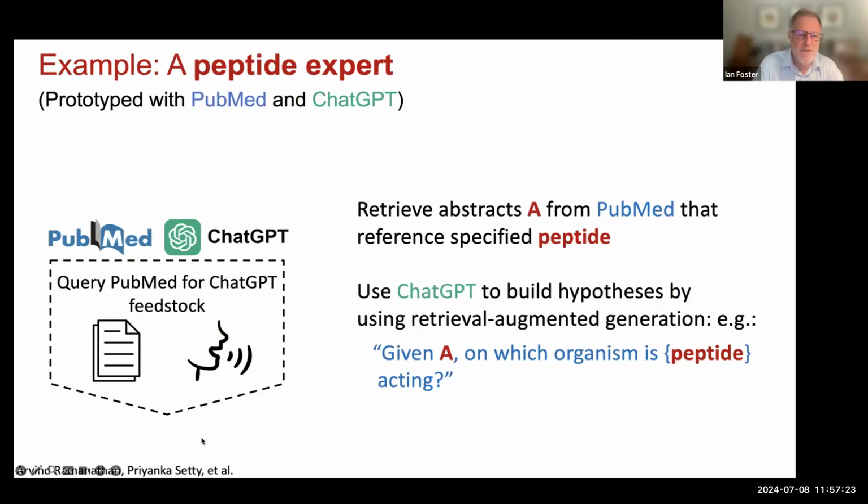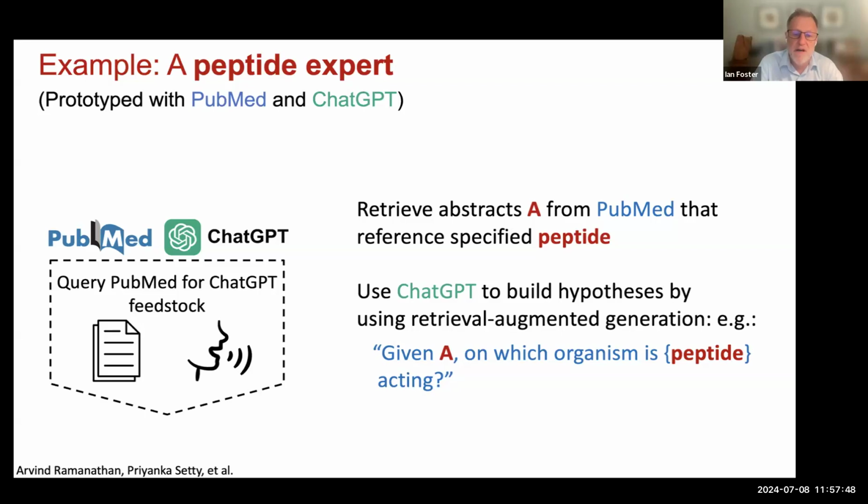Priyanka Sethi, a student of ours, got started on this by building out a simple, what you might call an agent using ChatGPT. This agent is designed to ask which organism this particular supplied peptide is acting on. So it's a very simple question.